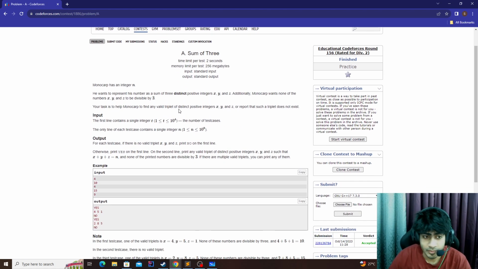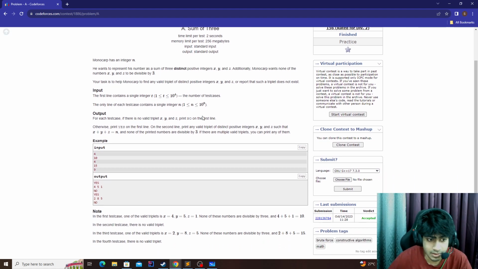Starting with problem A, the problem is simple. You are given a number n. You have to represent n as a sum of three distinct positive integers x, y, and z, and none of these numbers should be divisible by 3. Just give a triplet to Monocarp, like what are those numbers?